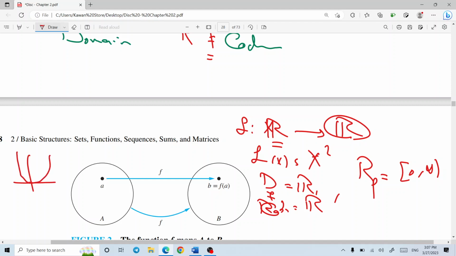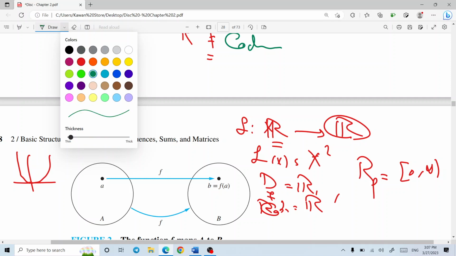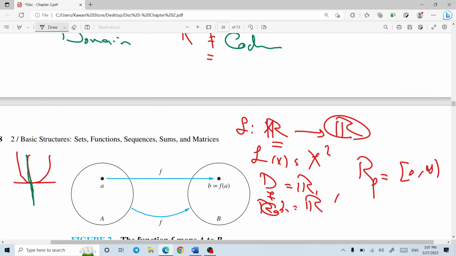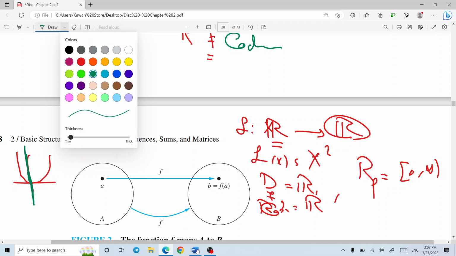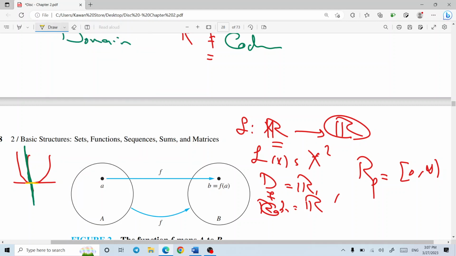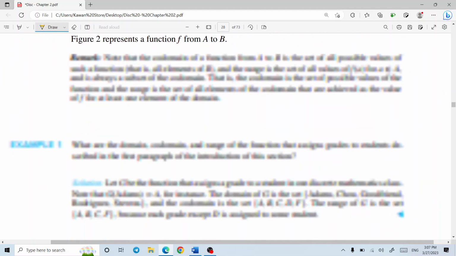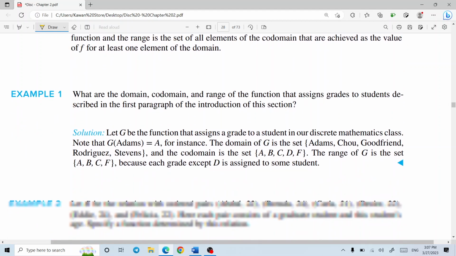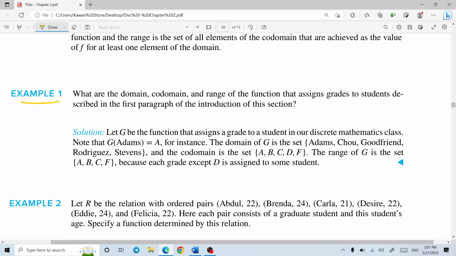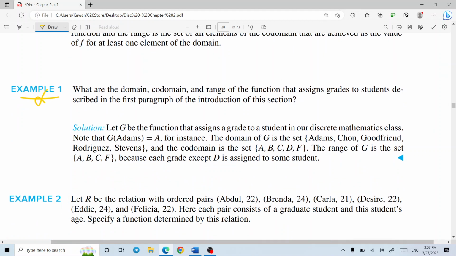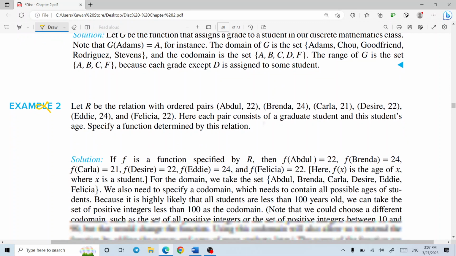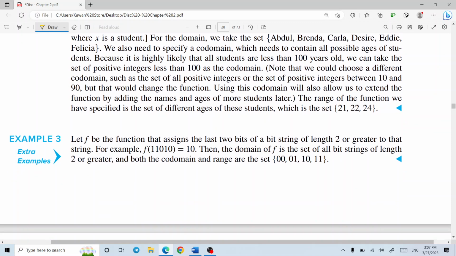The given one, I'm going to change to green, is the codomain. But the part shaded in yellow is the range. Understood now? Good. Any questions about these concepts? It's easy. So that's an example to understand. We have names and things, it's not important actually, but we bring it up.